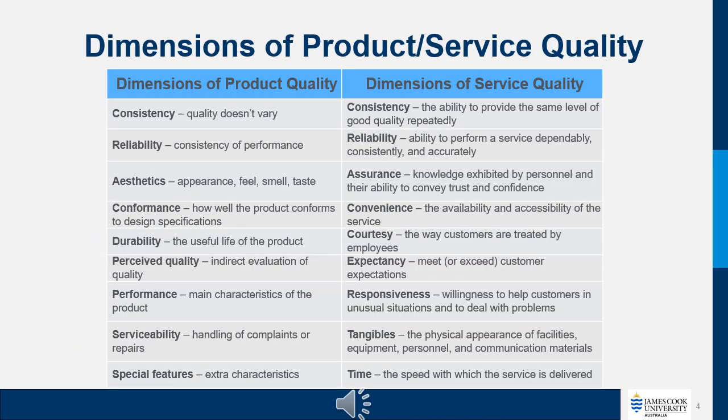The dimensions of product quality and service quality are kind of different. So when we're looking into product quality, we have consistency, reliability, statistics, conformance, durability, perceived quality, performance, serviceability, and specific features. But when we're looking at the dimensions of service quality, we are talking about consistency, reliability. So these two are the same. Then assurance, convenience, courtesy, expectancy, responsiveness, tangibles, and time.